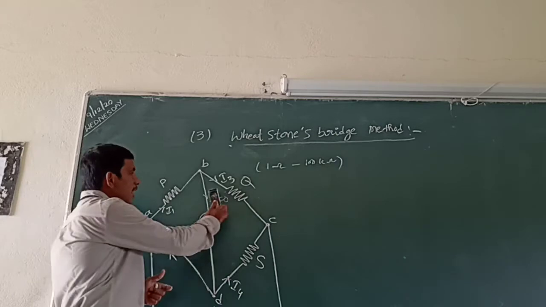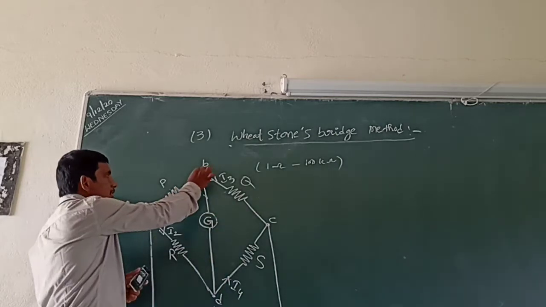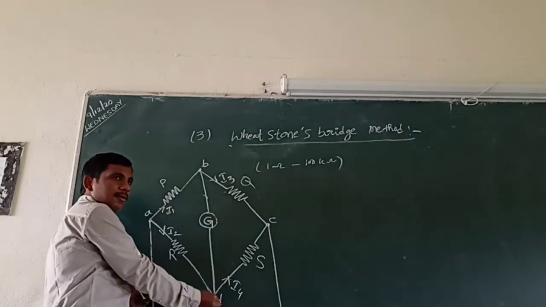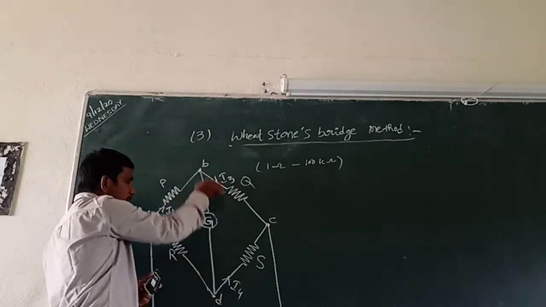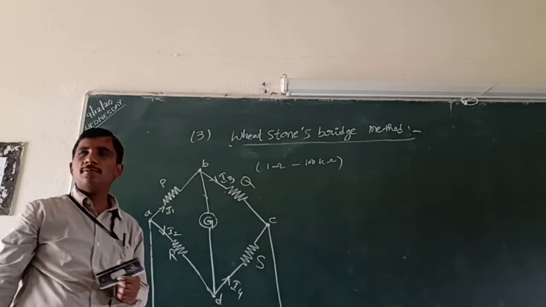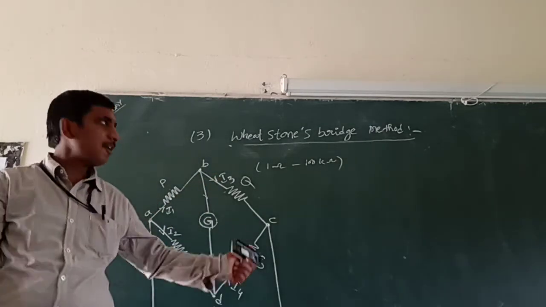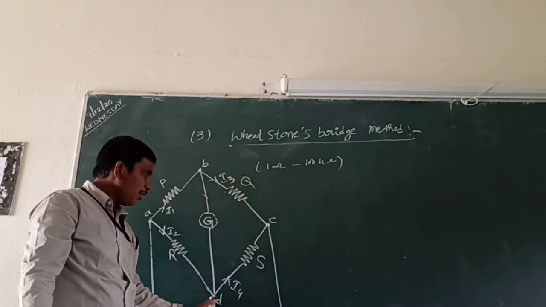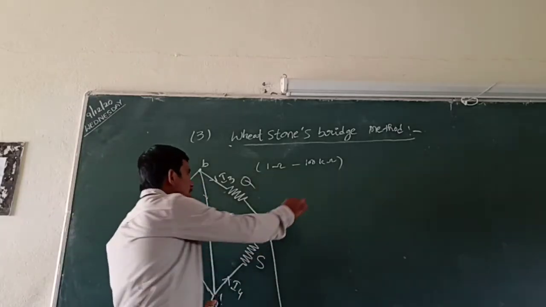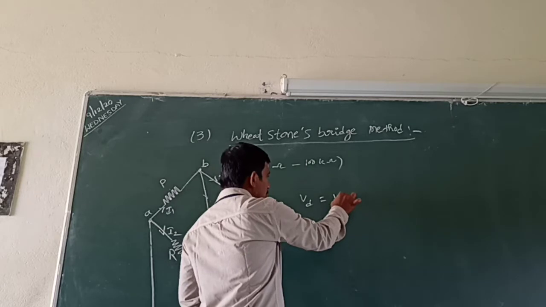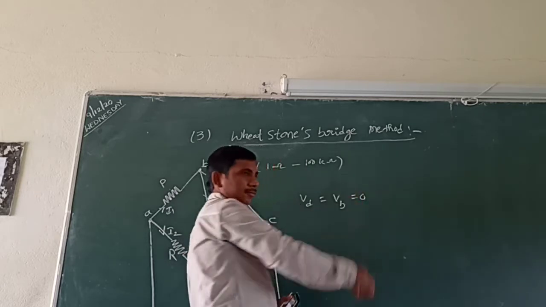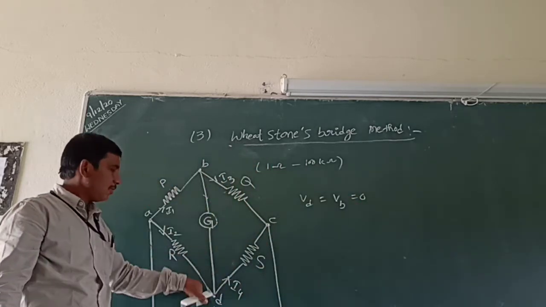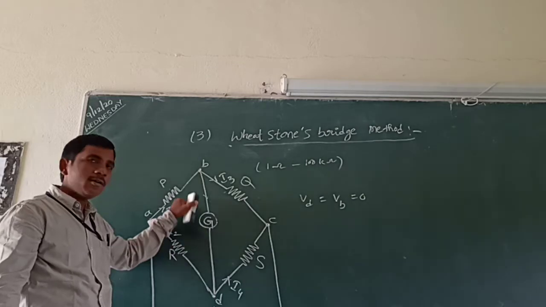When the bridge is in balance condition, the potential between B and D, the potential at this point and this point, is equal to zero. The potential at point B and the potential at point D become zero. VD equal to VB equal to zero. If the potential is zero at the two points, then there is no current through the galvanometer.